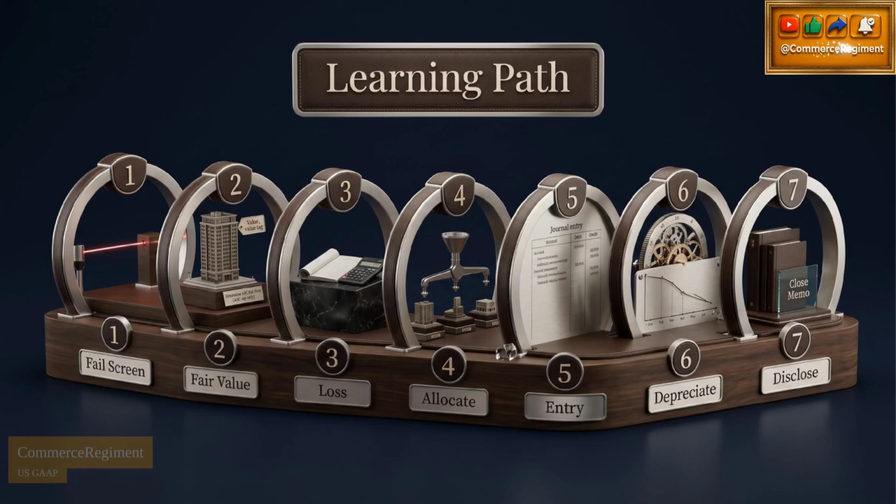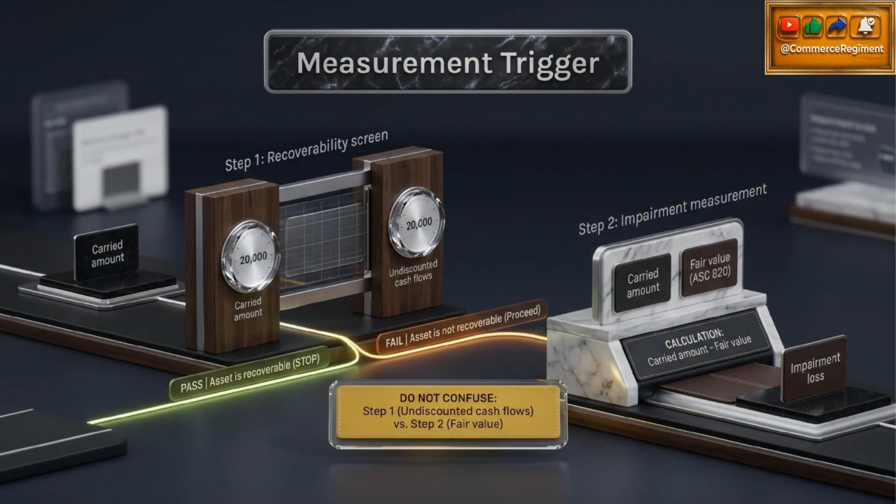You cannot jump to the entry before the allocation is complete. Accounting is not a cooking show where we say, and here is one I prepared earlier, unless the worksheet actually ties. ASC 360 uses a two-step framework for held and used impairment. Step 1 is the recoverability screen, which compares carrying amount with undiscounted expected cash flows. That screen is a threshold test. Only when carrying amount is greater than undiscounted expected cash flows do we proceed to step 2.